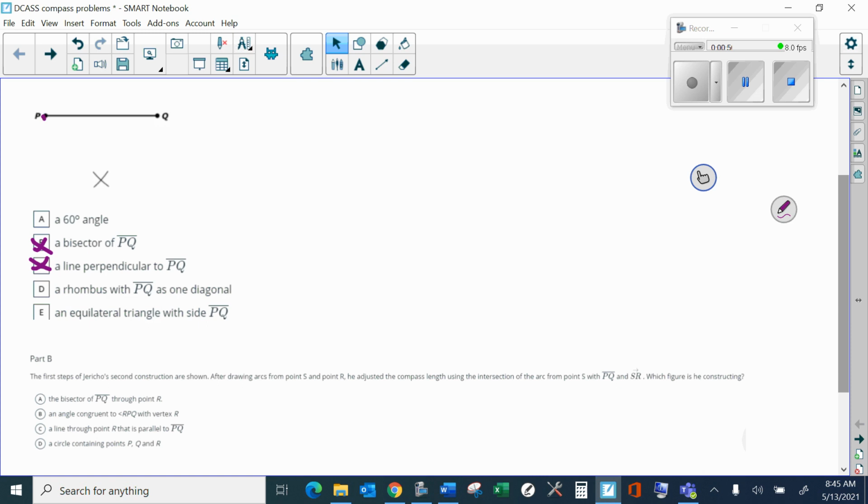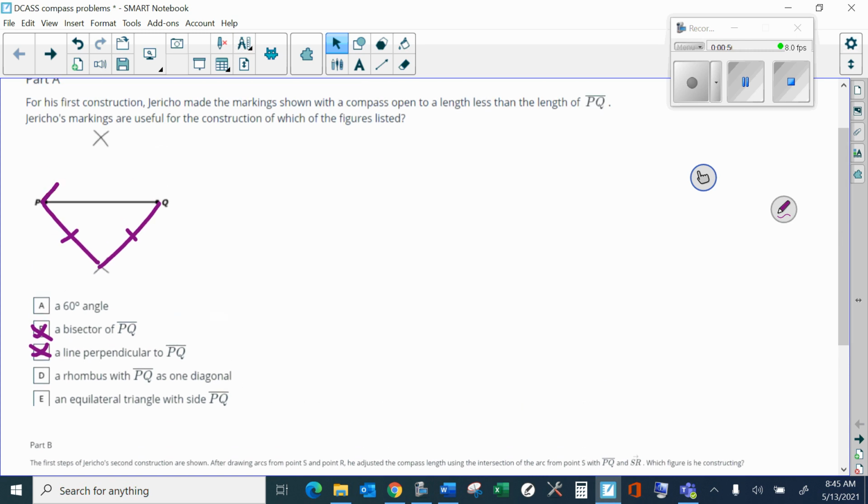Because these are going to be congruent when I put those together. Okay, so that's a rhombus, remember? So it is a rhombus with one diagonal PQ. It's not going to be equilateral.